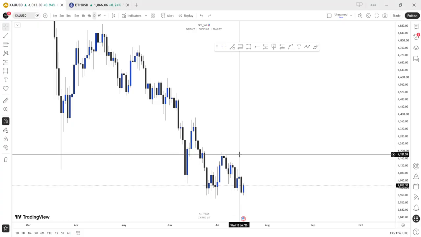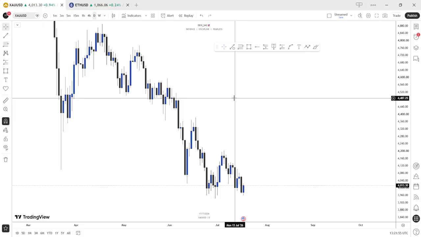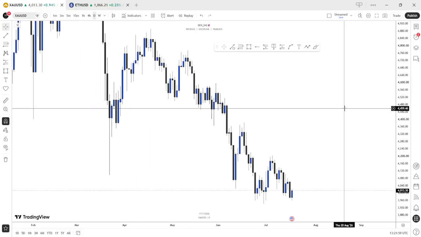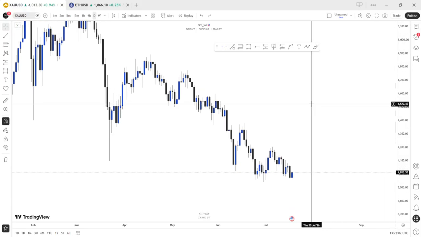Today we are going to be doing the weekly analysis. So I'm going to analyze the chart, show you guys what I'm looking at for next week. So without further ado, let's begin.